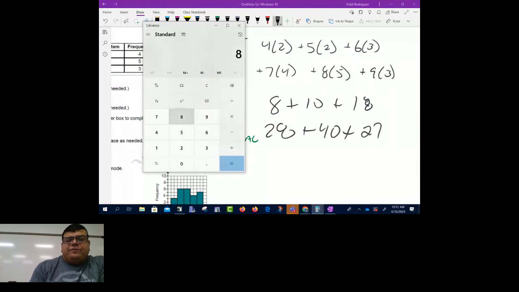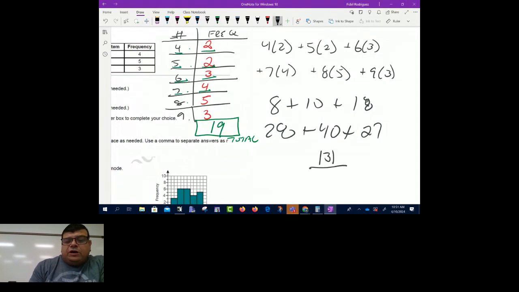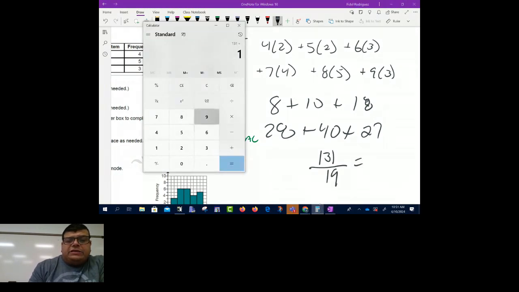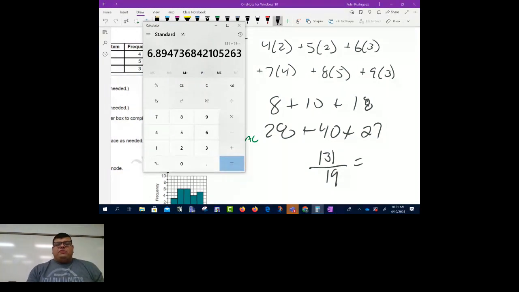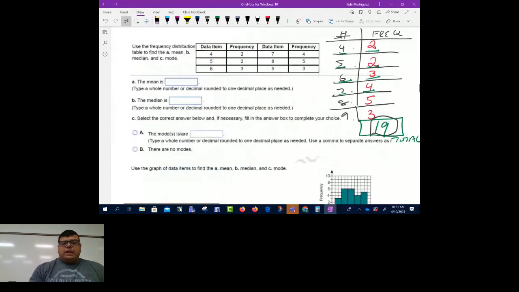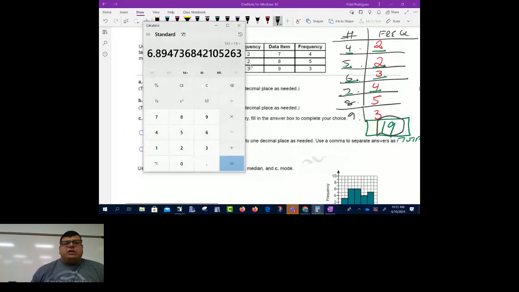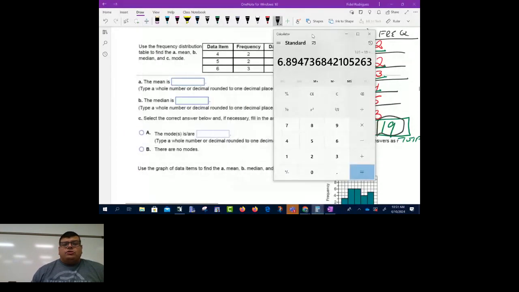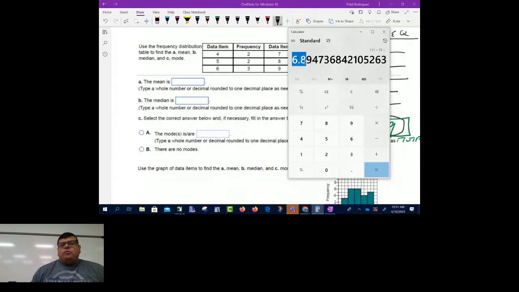Okay, let's just add those numbers together. So 8 plus 10 plus 18 plus 28 plus 40 plus 27. Okay, y'all, I got a total of 131, and we're going to divide that by 19. Okay, so divide it by 19. Okay, I'm coming up with this rough number on my calculator here. And guys, when I come back here, it is telling me to round to 1 decimal place, y'all. So since the number right here, guys, is a 9, I'm going to write 6.9.